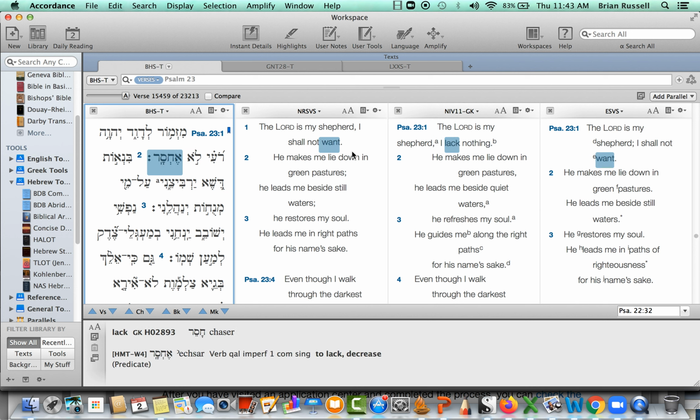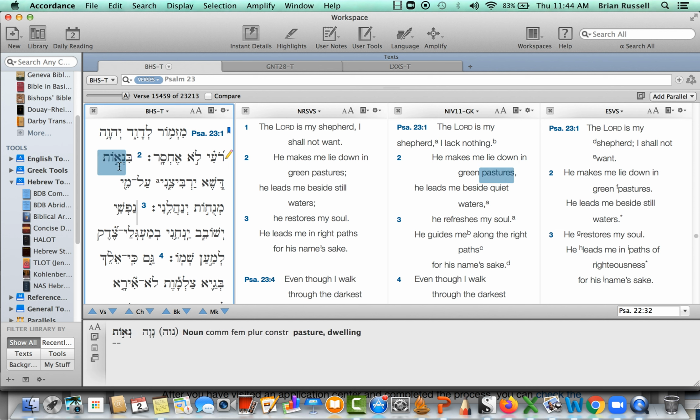All right, let's go ahead and look at verse 2. Verse 2 begins with a preposition bet. And so we have a prepositional phrase, and let's find the object. And so the noun that it's attached to is the word for pasture, or pastures, because it's plural. It's feminine plural construct. Well, and because it's construct, it goes with the word that comes after it, which is the word for grass, or translated green here.